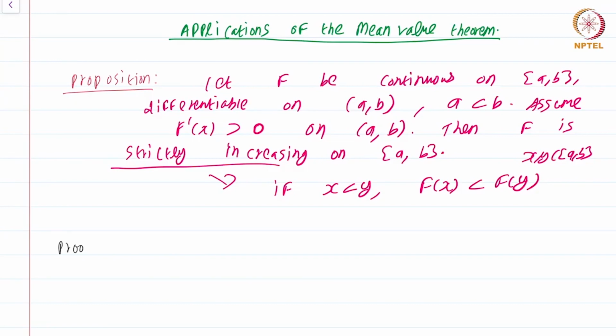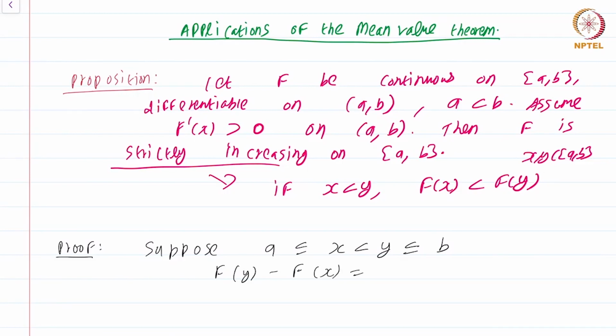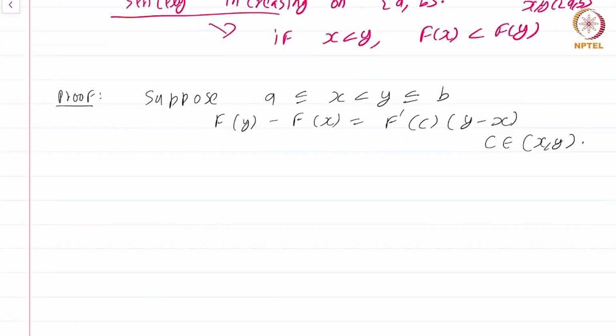Proof. Well, the statement is long and the proof is, I think, maybe even shorter. So suppose a is less than or equal to x, less than y, less than or equal to b. Choose some x, y in the closed interval [a, b]. Then f of y minus f of x is equal to f prime of c into y minus x, where this c is coming from open interval (x, y). This is just what the mean value theorem says.